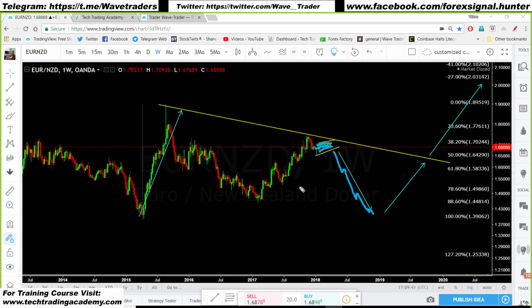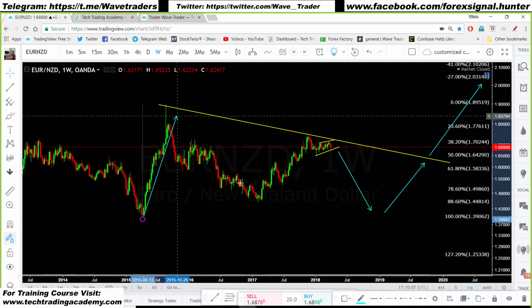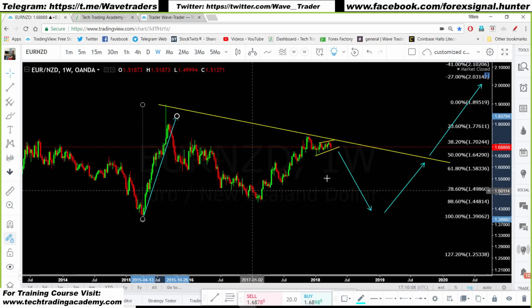It has extended a lot. Euro has extended a lot because of some fundamentals, some Euro strength. The ECB is going to move to raise interest rates, and the euro has already extended a lot. It has already priced that in. It has to get down. It has to get down.